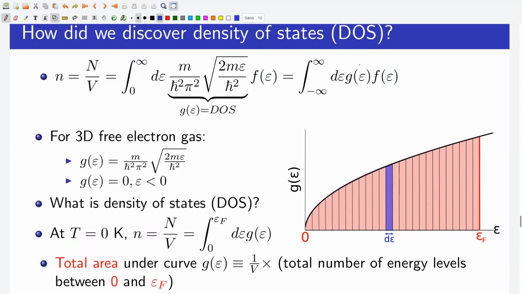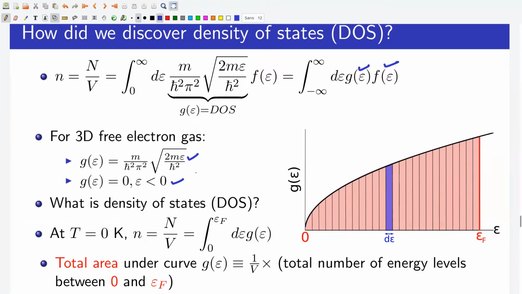Electron density is given by the integral of density of states times the Fermi function, where density of states for a 3D electron gas goes as square root of E. Note that density of states is equal to 0 when energy is less than 0.